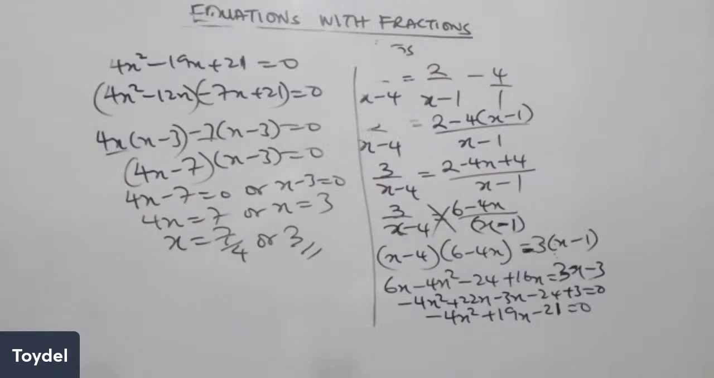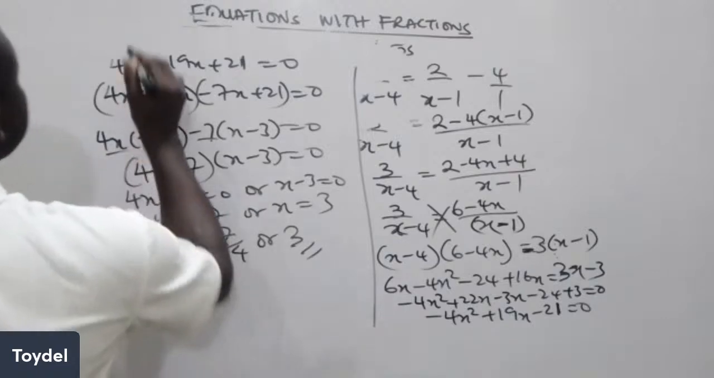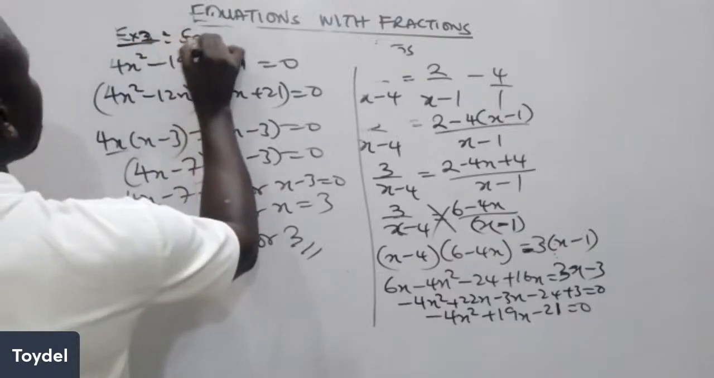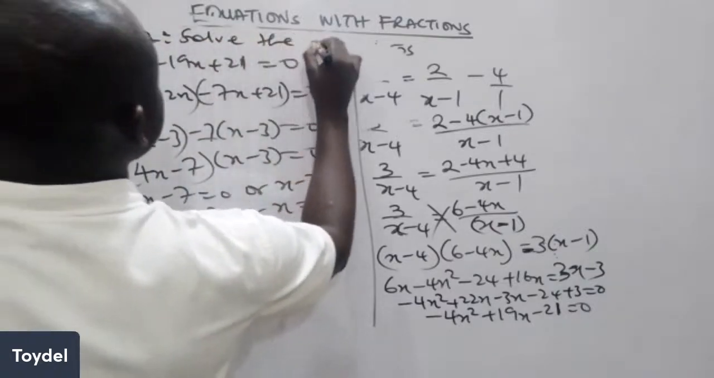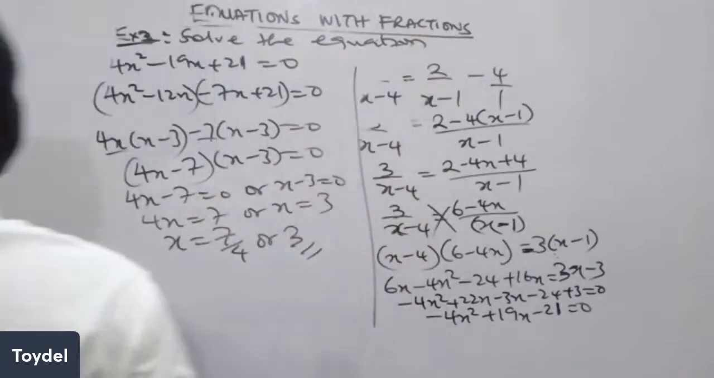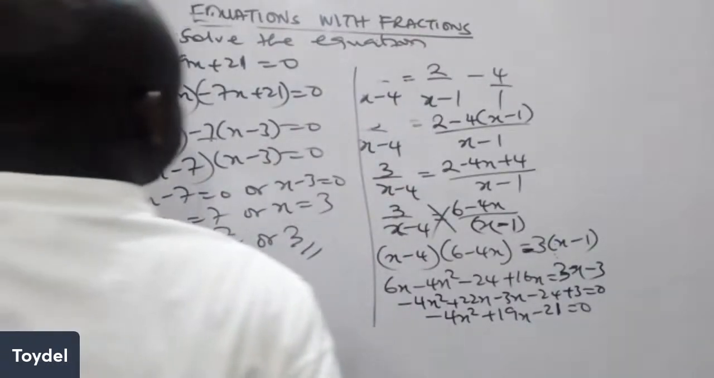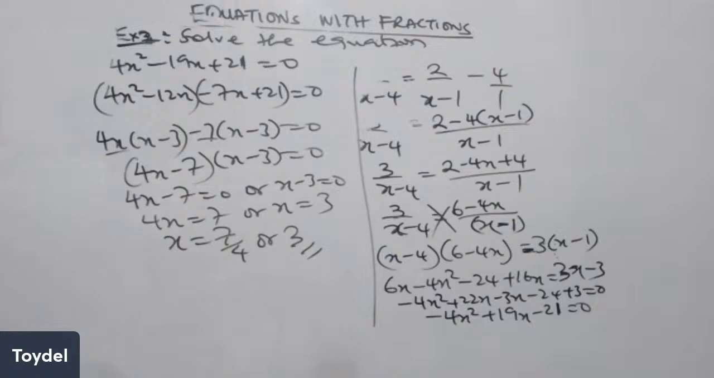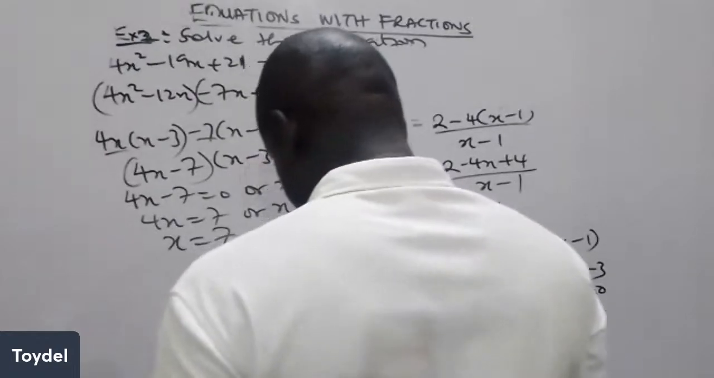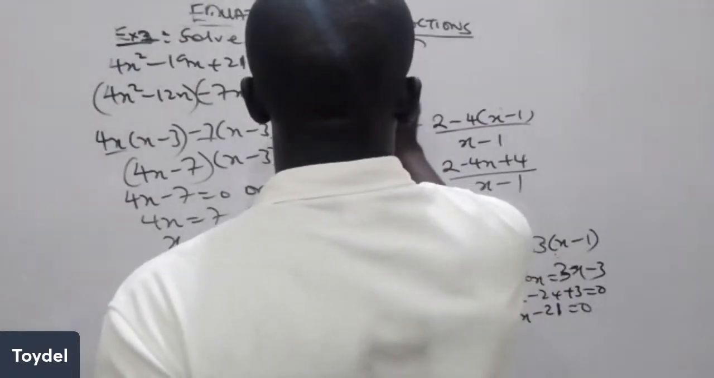So I introduce one more. Let's solve one more example before we close the class. So let's see example 3. Solve the equation. So I'm about to write the equation now. Let me just write the equation here. Solve the equation. And the equation is 1 all over 2.